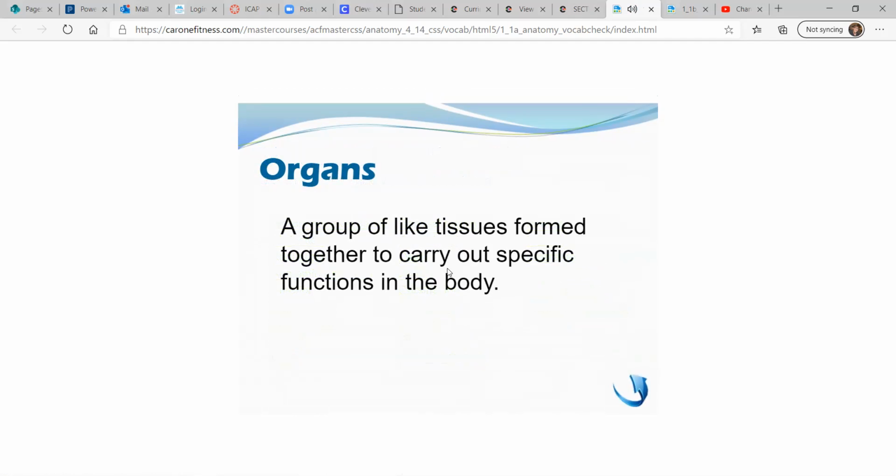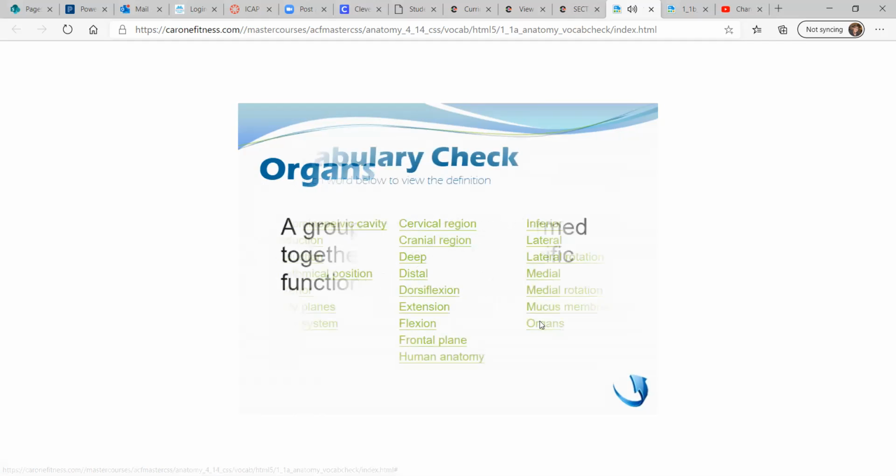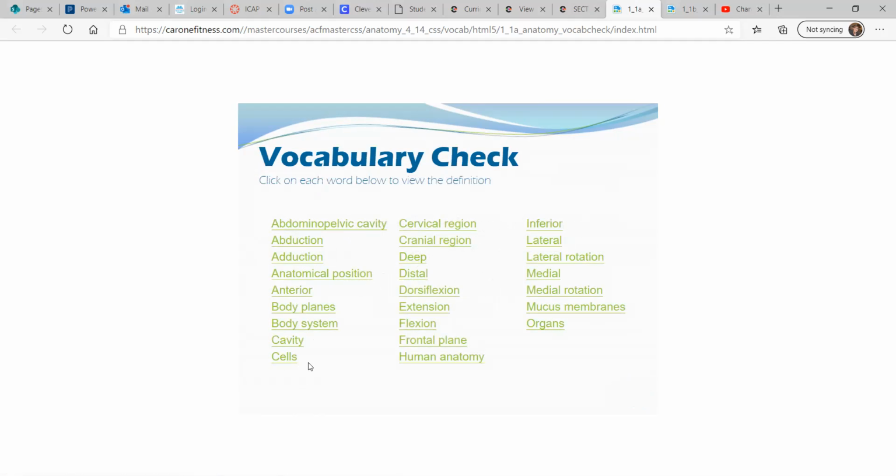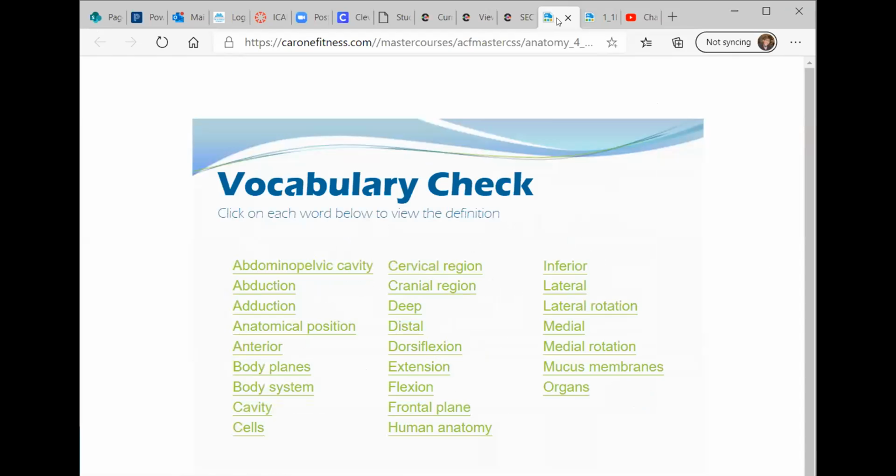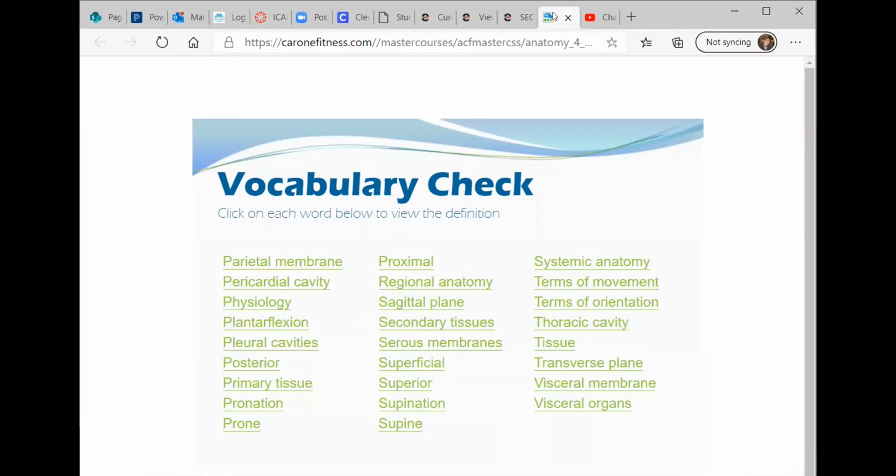Organs, a group of like tissues formed together to carry out specific functions in the body. So cells form tissue, tissues form organs, organs form systems, body systems, and body systems make the body, keep the body rolling. Okay. So that's vocab check 1.